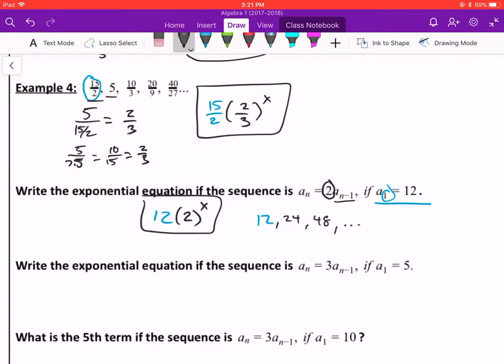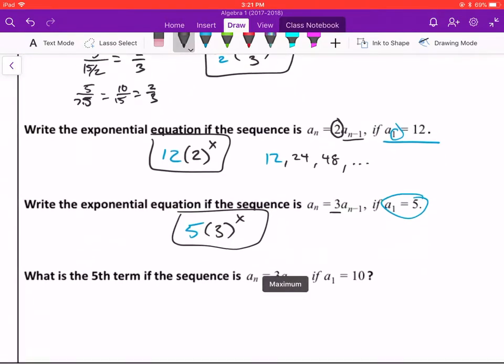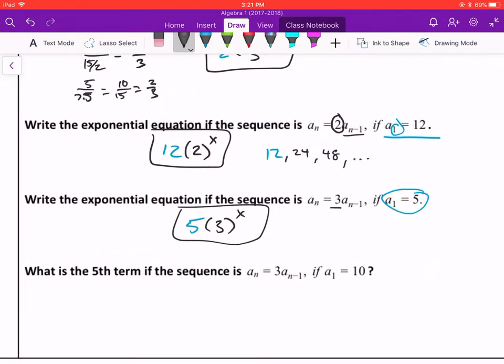Here's another example. If a sub 1 is 5, that means you start with 5, and then it says to multiply by 3 here. Notice how 3 is kind of in the middle there. That's your exponential function. Now, what if I ask you for a certain term? Well, go ahead and write the equation out. So a sub 1 is 10, so I'm going to start with 10. And then I'm going to take the rate of 3 to the x.